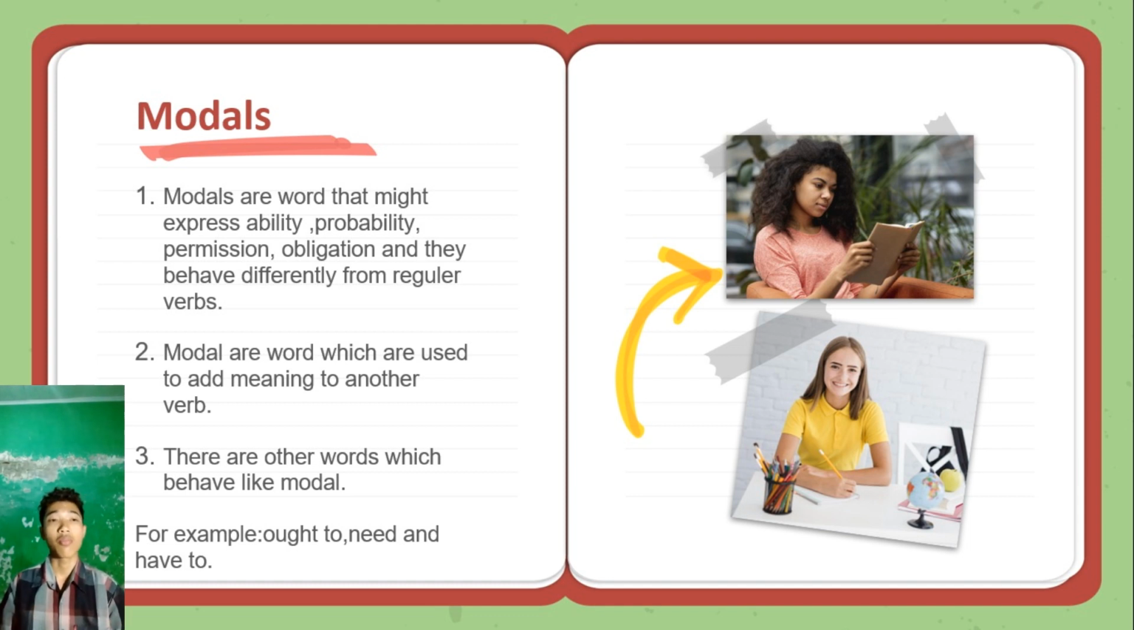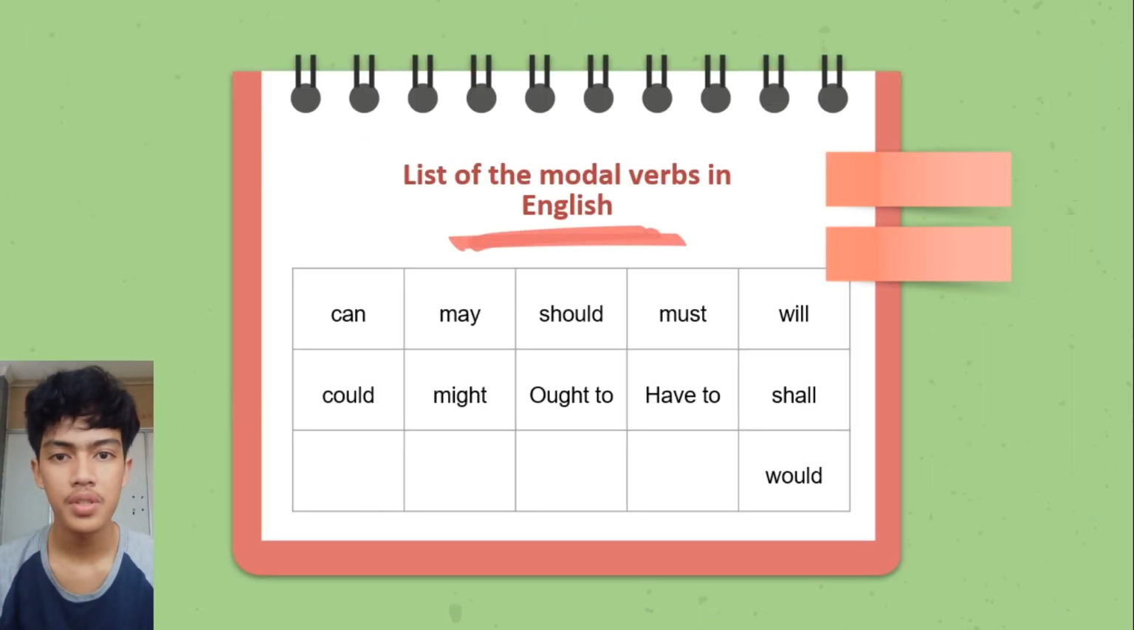First, modals are words that express ability, probability, permission, and obligation, and they behave differently from regular verbs. Second, modals are words which are used to add meaning to another verb. And the last one is that there are other words which behave like modals, for example, ought to, need, and have to. List of the modal verbs in English: can, could, may, might, should, ought to, must, have to, will, shall, would.